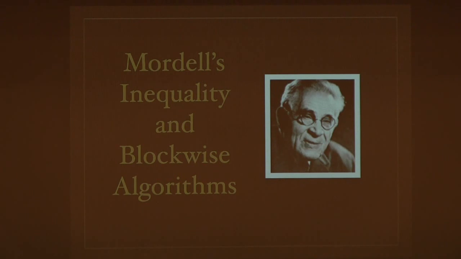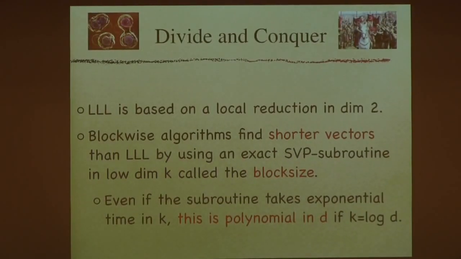OK, so now I'm going to switch to Mordell's inequality. So I'm just going to give you, again, the intuition. Without describing LLL, I still said that it's based on projection and lifting short projected vectors. Actually, you can view LLL as based on a local reduction in dimension 2, just like Hermite was doing with Lagrange's result. So the natural thing to do is to replace 2 by something bigger, not too big so that it's still doable, and hopefully I can find shorter vectors by doing a bit more work in low dimension. That's exactly what they do.